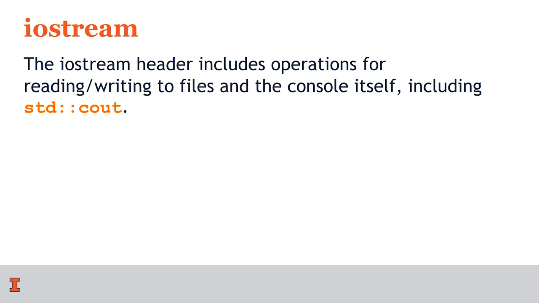The most critical library that we're going to include in almost all of our programs is the IOStream library. This library allows us to output data both to files as well as to the console itself. And you've already seen us use this. This is std::cout, or console out.